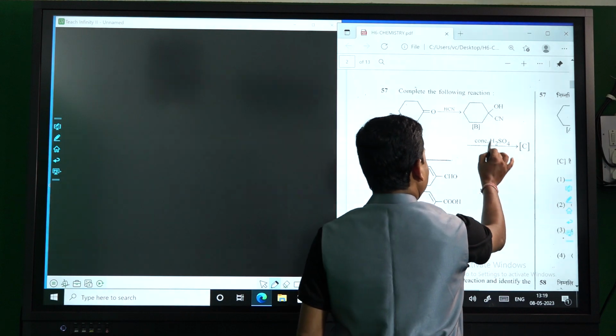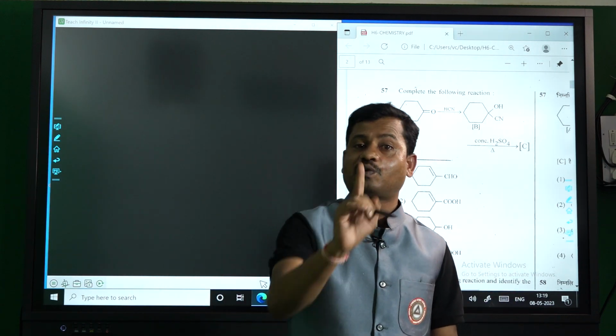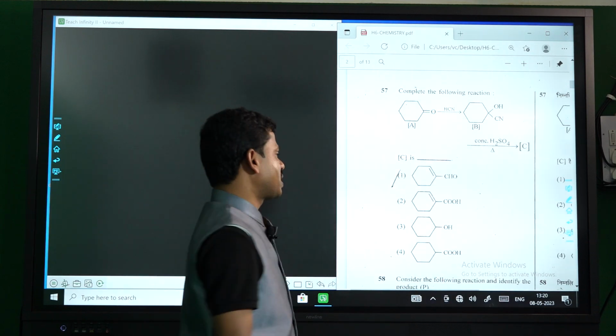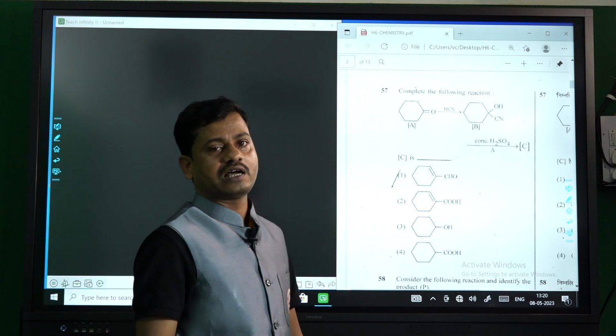And remember, students, concentrated H2SO4 behaves as an eliminating reagent, so a double bond is obviously formed. So option 2 is correct. Don't write the mechanism during the examination.